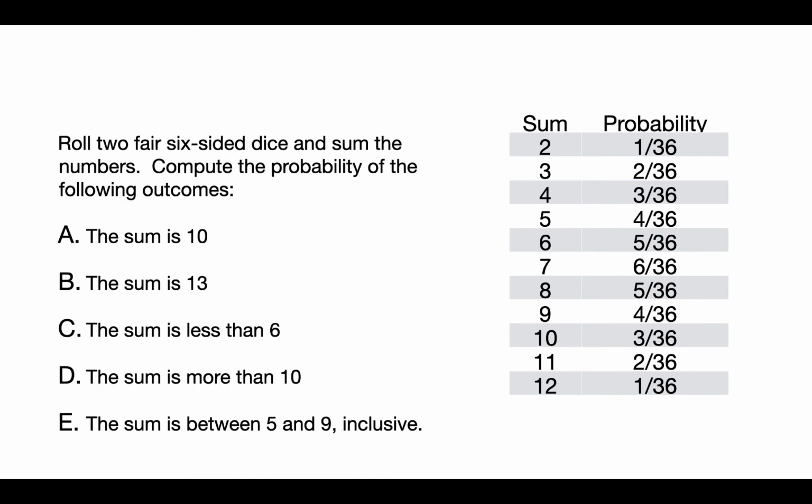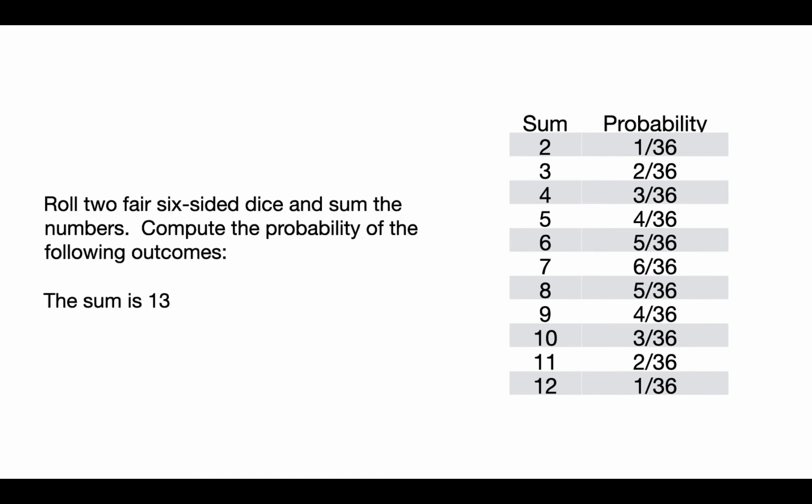So coming back, the next one is the sum is 13. Focusing on the sum is 13, let's just note in random variable notation, this is the probability that x equals 13. And notice that this has to be 0 because this event cannot happen.